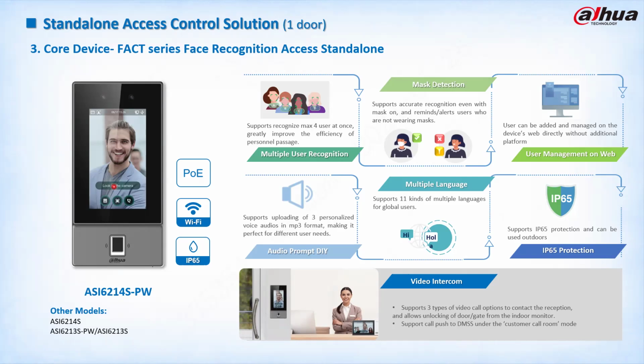The rating, I've mentioned it here. And then video intercom, which supports 3 types of call options: to contact the reception, and unlocking of doors or gates from the indoor unit. It also supports call push to the DMSS under the customer call room mode. In case someone doesn't have their details keyed into this device, you can use the intercom integration with the device so that you can communicate better with the person outside the door.